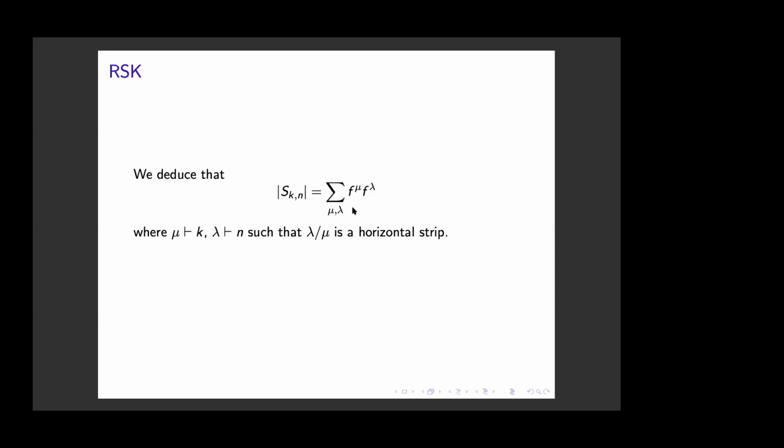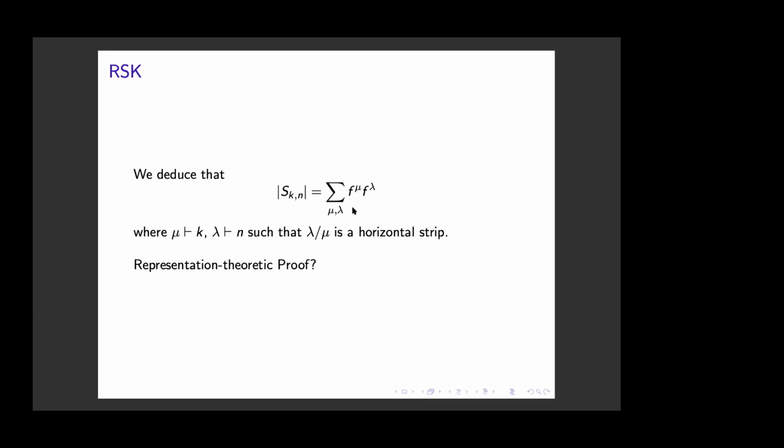A horizontal strip, I'll go ahead and define that. It's a skew tableau where there are no two cells on top of one another. There are a lot of nice things in this count. When you see horizontal strip, you probably think of Pieri's rule. And when you see these f^mu, f^lambda, where f^mu is the number of standard Young tableaux of shape mu, and respectively for lambda, you probably think of Specht modules, as you should.